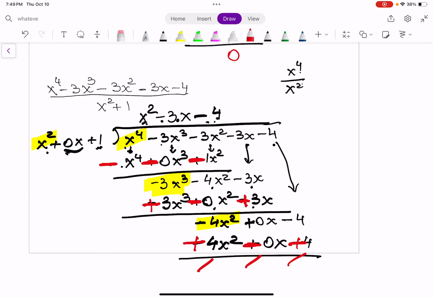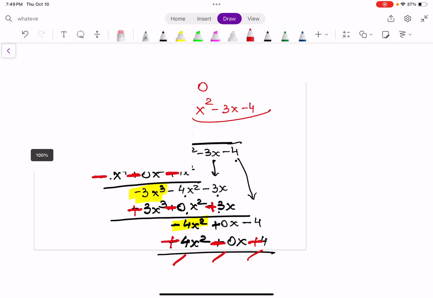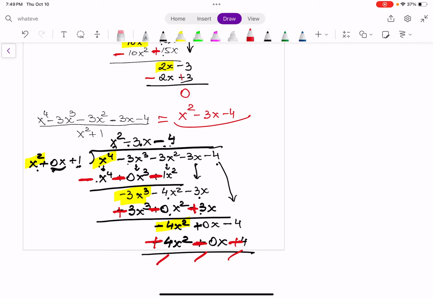Okay, so one more time, here is my answer. x squared minus 3x and minus 4. And then we'll be able to break this down further for other reasons in the next two sections. Okay.